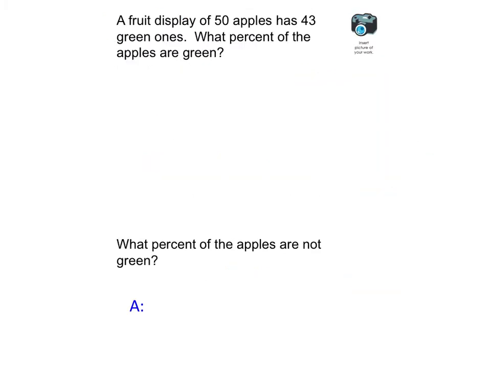All right. So now this one's not 100%, it's not as easy because it's not out of 100 already. So your fractions are always part over whole. The whole is 50 apples. You have a total of 50 apples. 43 are green ones. And you make sure you pay attention to those labels because sometimes there's red and green apples. There are 43 green ones. What percent are the red ones?